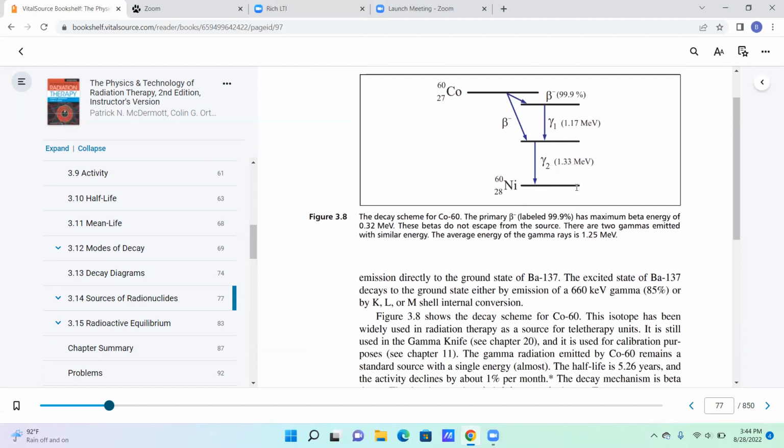This is the decay scheme for cobalt-60. You can see here you've got a beta minus 99.9% of the time. And you can also see that it does have another photon that is emitted even after this one is emitted.